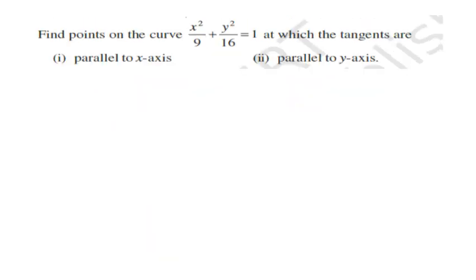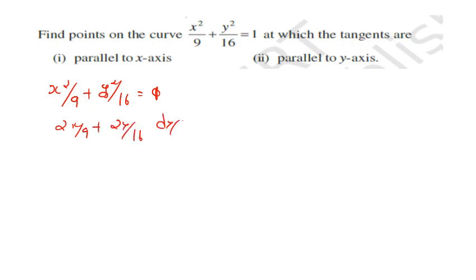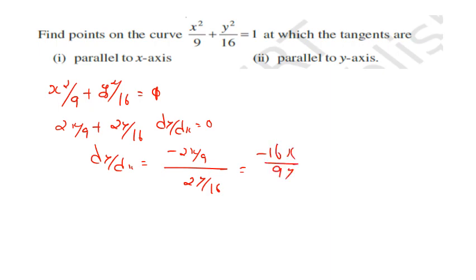Now find the points on the curve x squared by 9 plus y squared by 16 is equal to 1, where tangents are parallel to the x axis, and where tangents are parallel to the y axis. Anyway, for this we have to find out the slope. So 2x by 9 plus 2y by 16 into dy by dx is equal to 0. So what is dy by dx? dy by dx is equal to minus (2x by 9) by (2y by 16). So what is it? Minus 16x by 9y.